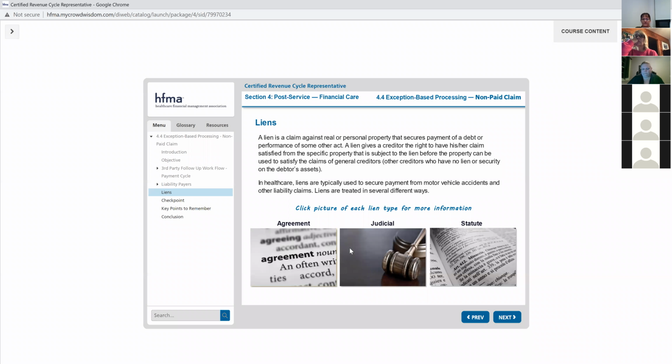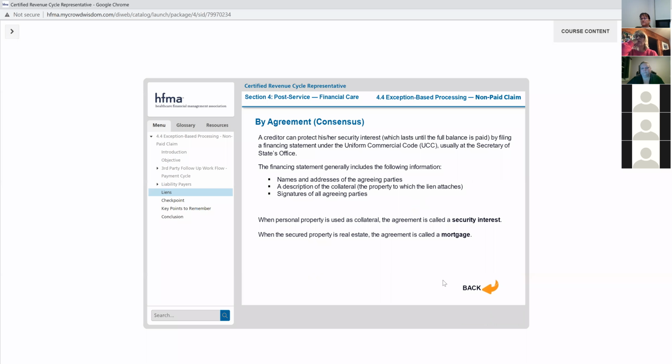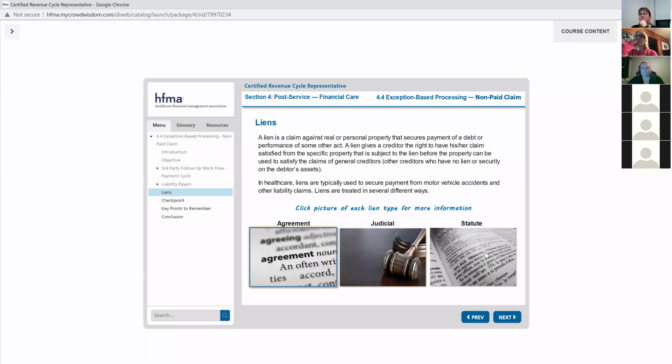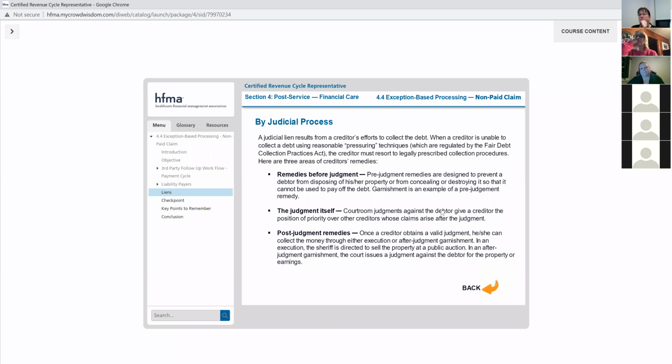I'm not going to read everything in the interest of time. So then this is a lien by agreement. And then you have your judicial, and this is the judicial lien process. And if you just note these, it doesn't go into too much detail on the exam, but just so you could know it. And then by statute.